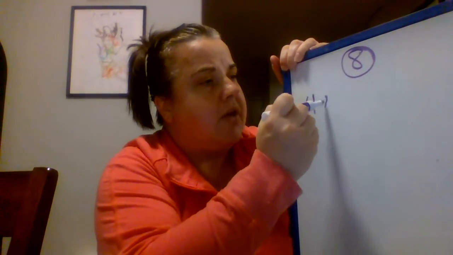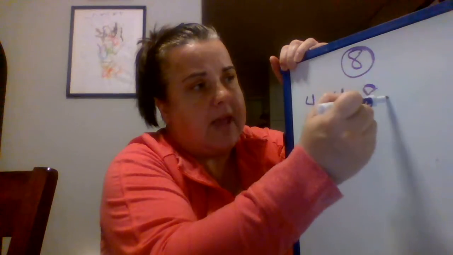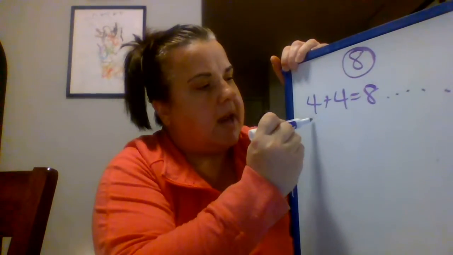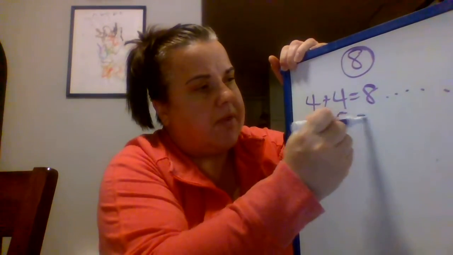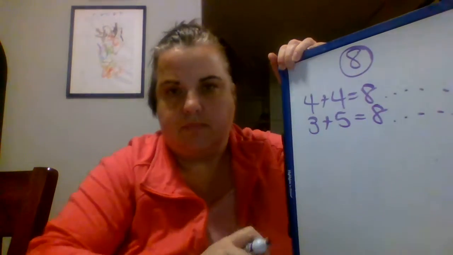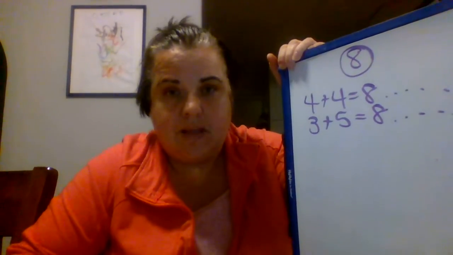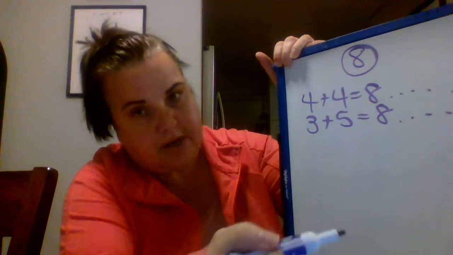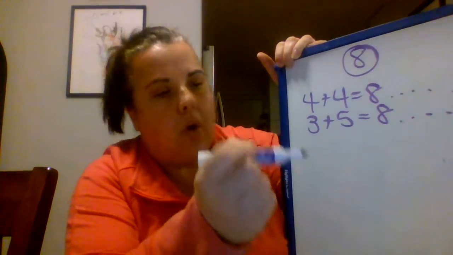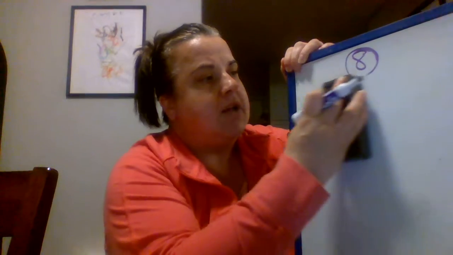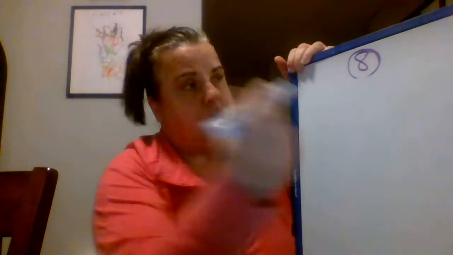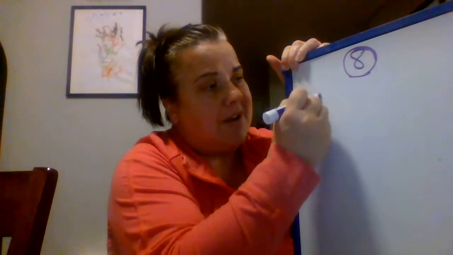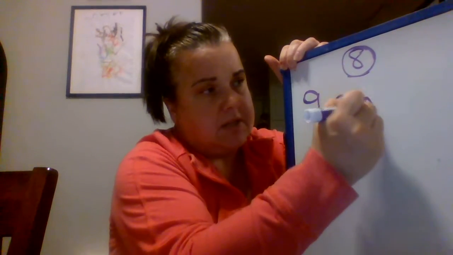Some people gave me 4 plus 4 equals 8, and then they did their picture. And I got like 3 plus 5 equals 8, and then they gave me the picture. And then they handed it in, and that was it. This is not all of the combinations. This is 2 of the combinations, okay? What we are looking for is all the combinations. So if we're doing the number 8, there will be 9 combinations.